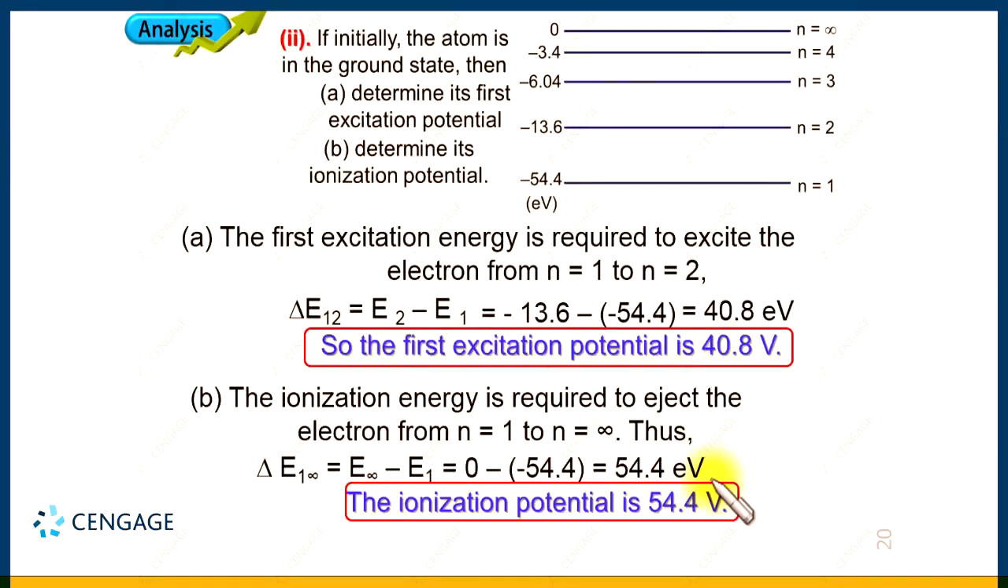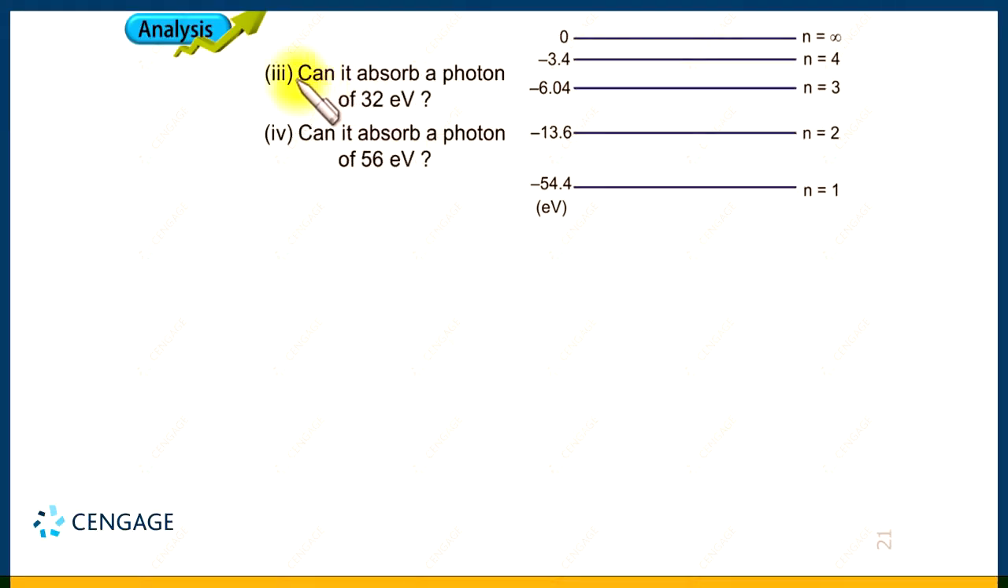Now let us move to the C part of the question. No, that is the third part. There were only A and B, two parts. So let us move to the third part of the question. The question is, can it absorb a photon of energy 32 electron volt, right? Suppose the electron in this atom is at the ground state, as was given, and it absorbs 32 electron volt. That means the energy of the electron will become minus 54.4 plus 32.